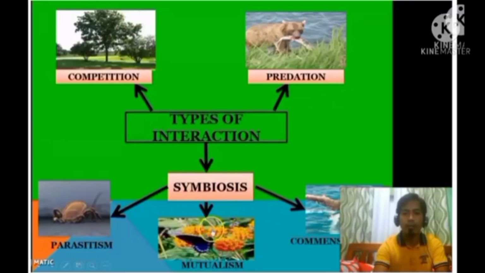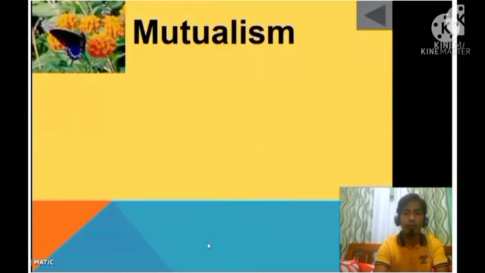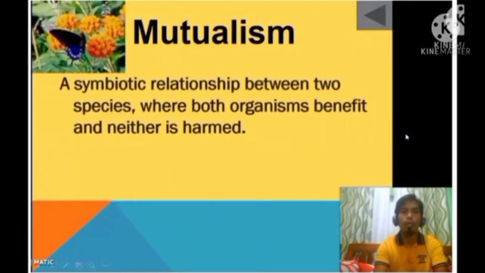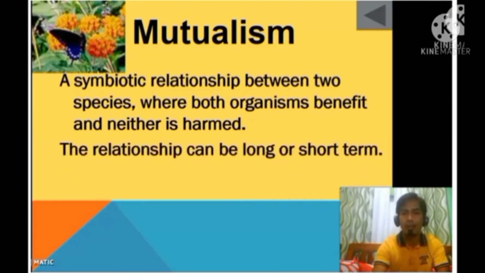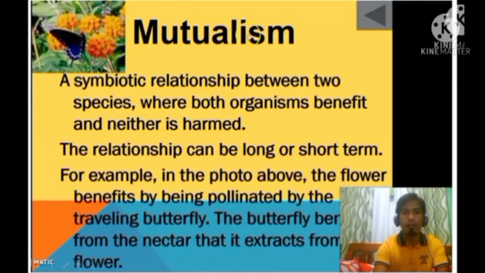The second type of symbiosis is mutualism. So mutualism is a symbiotic relationship between two species, where both of the organisms are benefited and neither is harmed. So the relationship can be long or short term. For example, in the photo above, the flower benefits by being pollinated by the traveling butterfly. The butterfly benefits from the nectar that it extracts from the flower as its food.